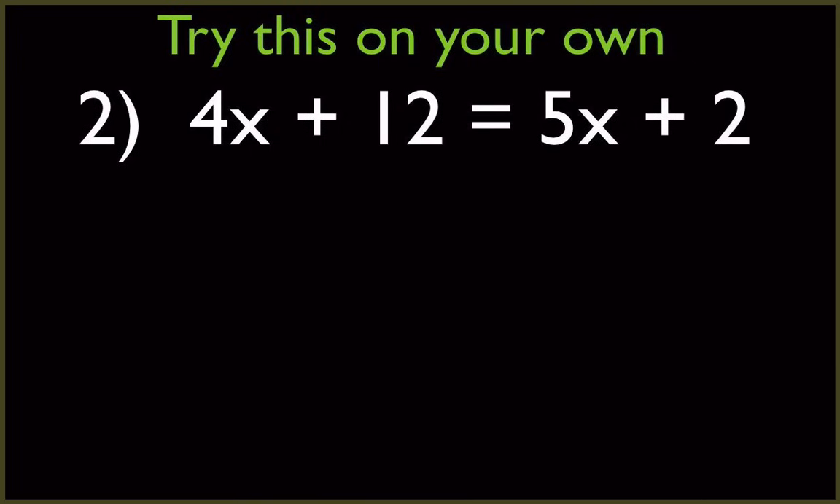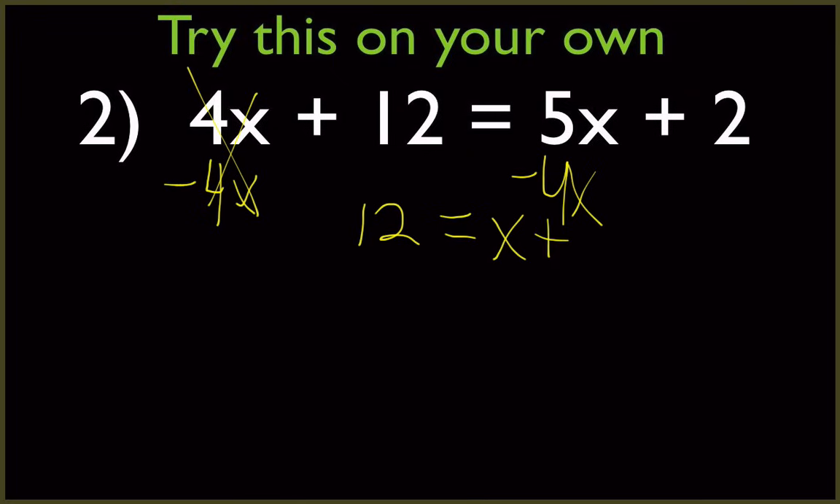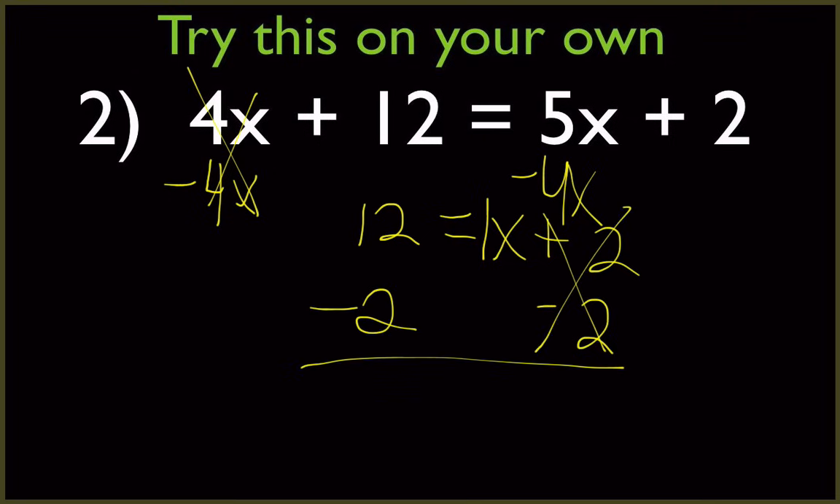Alright, so go ahead and get started here. First thing we're going to do is get rid of the lower of the x, which is 4x. That's going to cancel out, and I'm going to be left with 12 equals x plus 2. 5 minus 4 is 1x, so I just wrote it as x, but if you put a 1 in there, that's okay too. Now I need to simplify, subtracting 2 from both sides. I'm going to be left with 10 equals x.